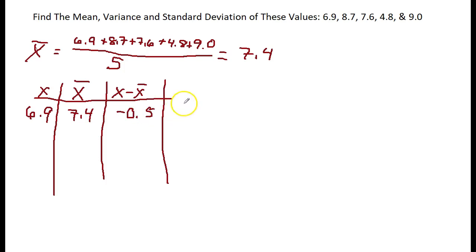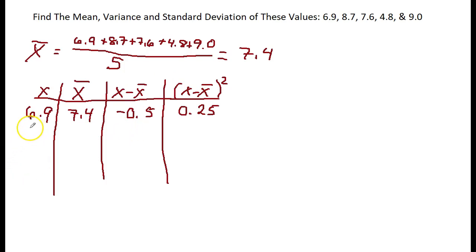Then we have to take that value to continue on toward finding the variance, and we have to square it. So that means we take our x minus x bar, quantity squared. Squaring negative 0.5, I get 0.25. This is not the variance. This is just one of my pieces of data. I have to do that with each piece of data.